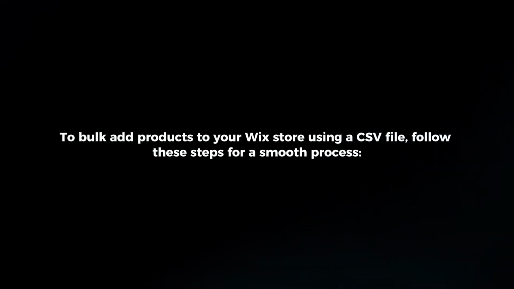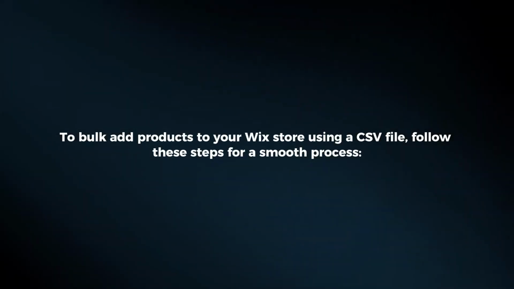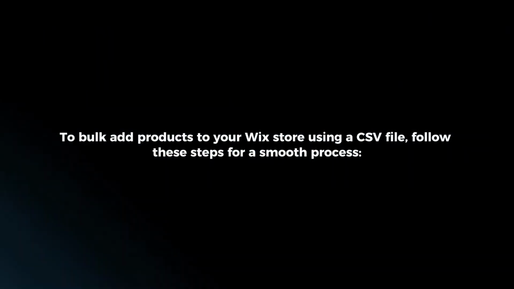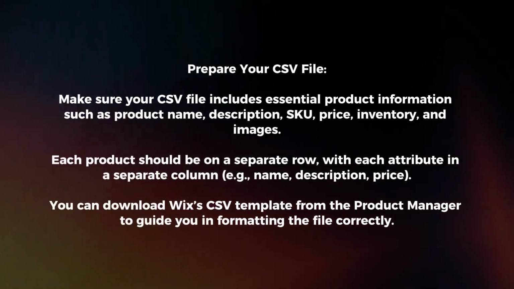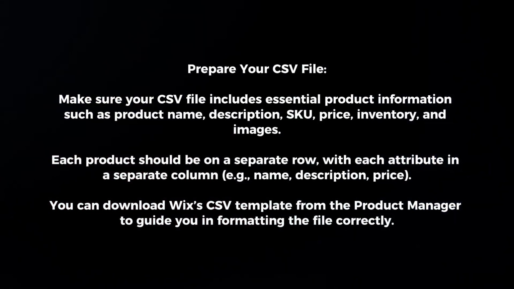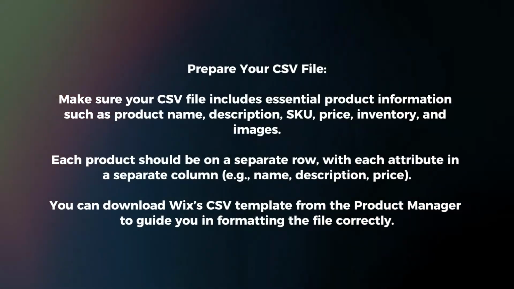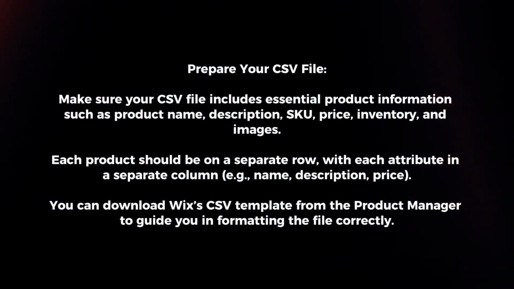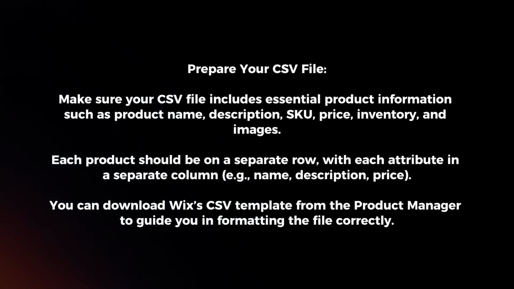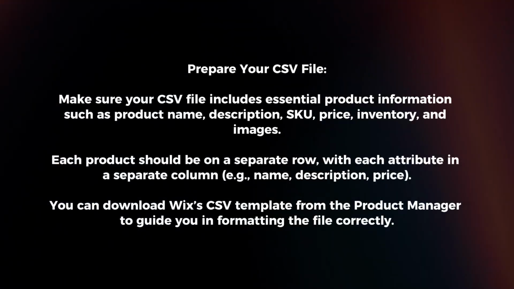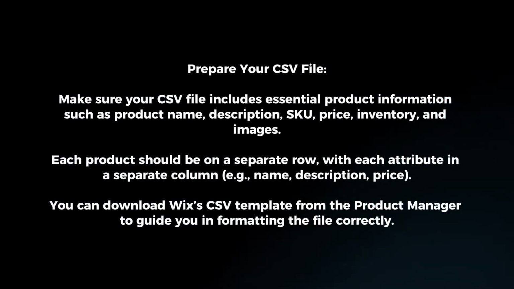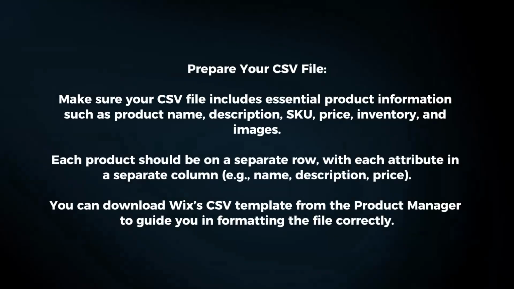To bulk add products to your Wix store using a CSV file, follow these steps for a smooth process. Prepare your CSV file. Make sure your CSV file includes essential product information such as product name, description, SKU, price, inventory, and images. Each product should be on a separate row, with each attribute in a separate column. You can download Wix's CSV template from the product manager to guide you in formatting the file correctly.